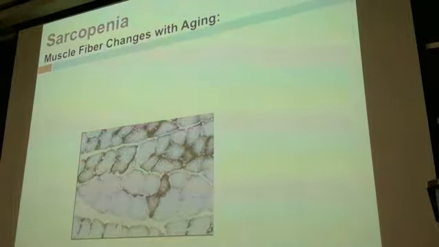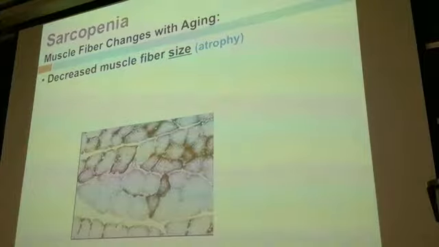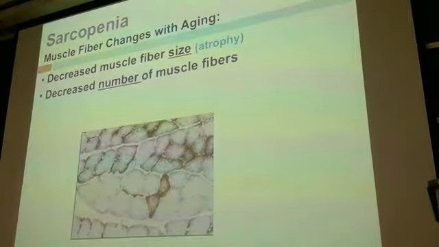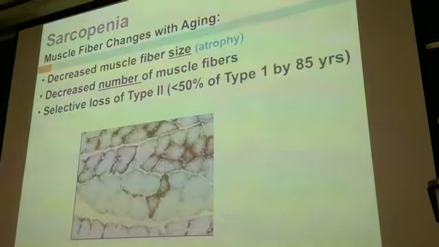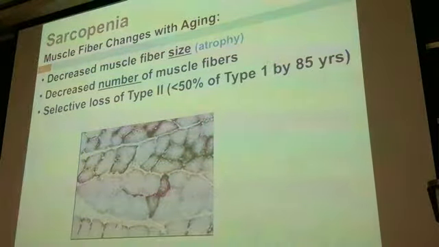So with aging, what happens to these fibers? So here again is a muscle fiber. This time it's a micrograph. And there's two types of muscle fibers in here. I don't know whether they're obvious to you in the picture, but I can show you that the decrease in muscle fiber size and the number of muscle fibers themselves is due to a selective loss with age of the type 2 fibers. So almost more than half of type 2 fibers are lost by the age of 85.